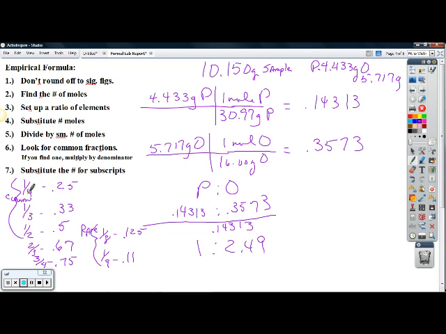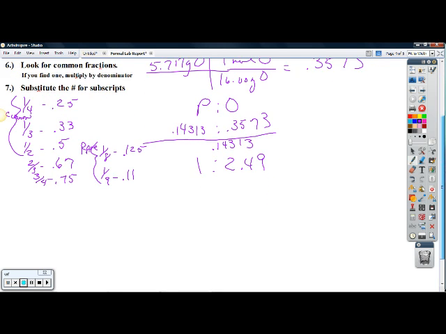So the common fraction for this problem is 1 and 2 and 1/2. So I'm still on number 6 up here. Look for common fractions. I found one. Multiply by the denominator. What is the denominator? Top or bottom? Bottom. The bottom number. Whatever I do to one of these, I have to do to both. So I'm going to multiply times 2. 2 times 1 is 2.